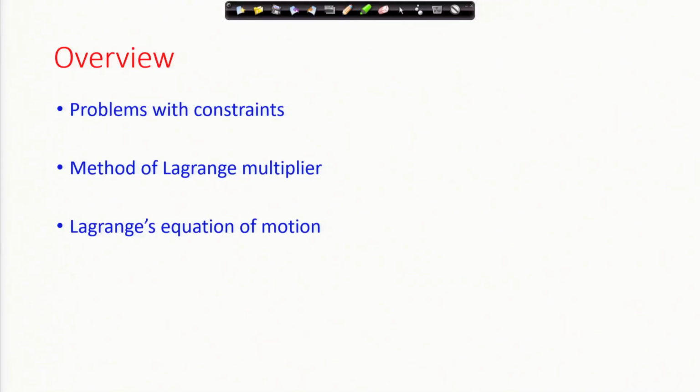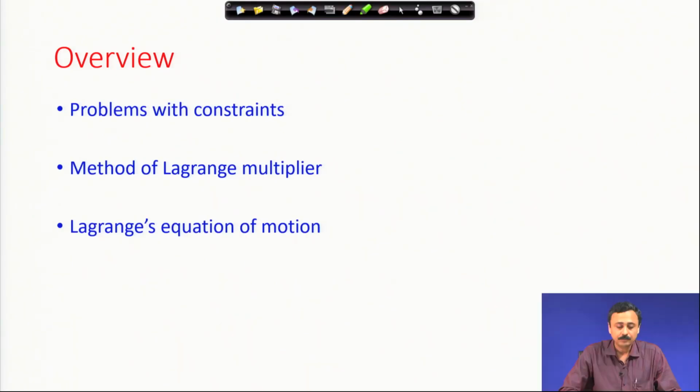In this lecture, we are going to discuss systems with constraints. We will study problems with constraints which we have avoided till now. We are going to look at the method of Lagrange multipliers and derive the equation of motion in that scenario.